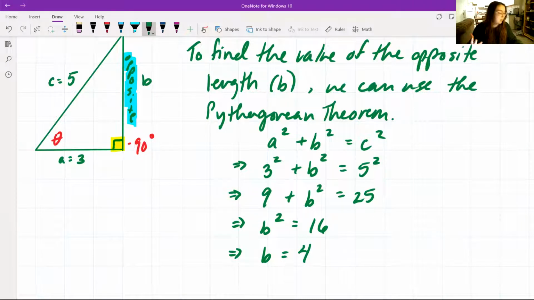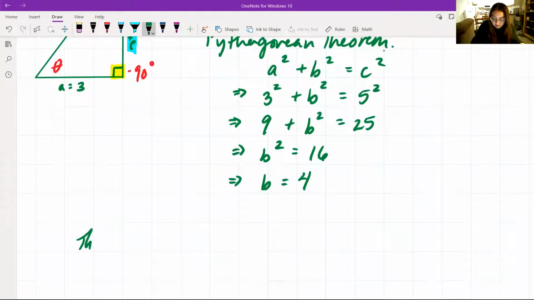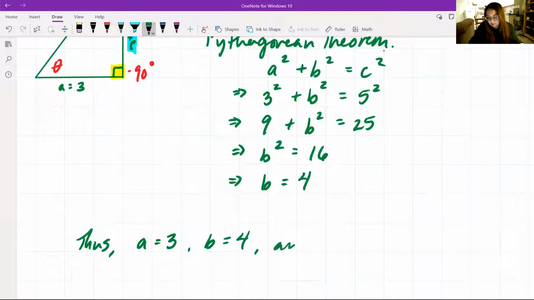So now we found our value for b. So now we have all our values. We have a is equal to 3, b is equal to 4, and c is equal to 5. And now we have all the values we need to find the exact values of our 6 trigonometric functions.